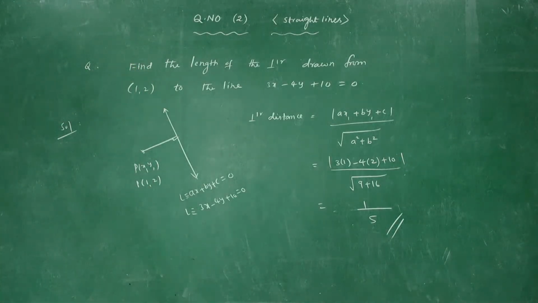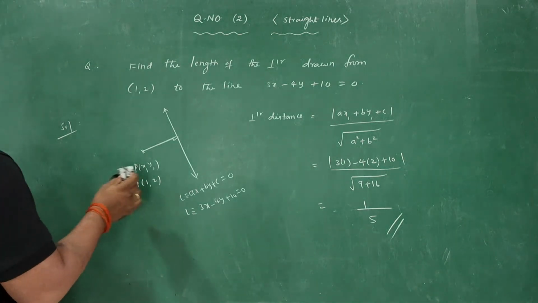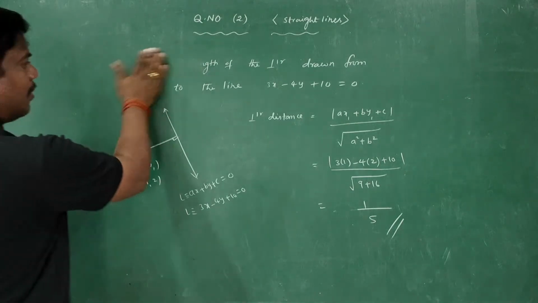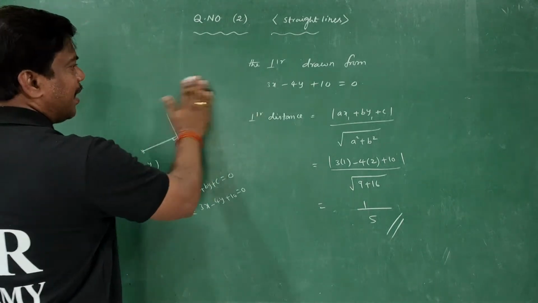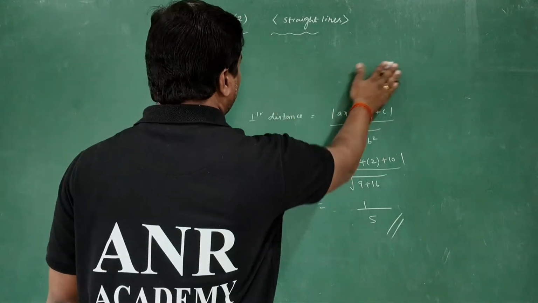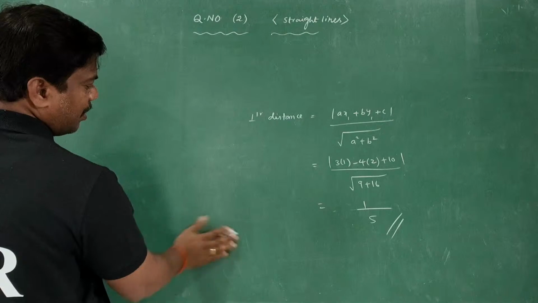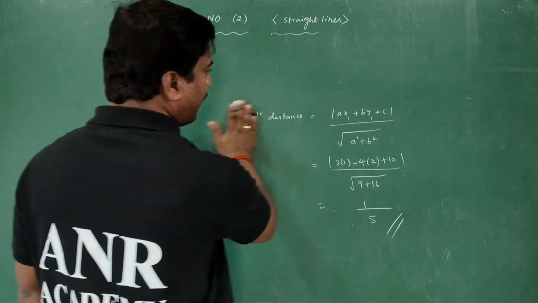Next question. So just write the perpendicular distance formula and substitute the values. This is a 2 marks question. You will get 1 mark for writing the formula and another 1 mark for your result. Okay.